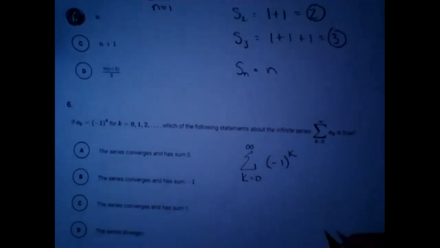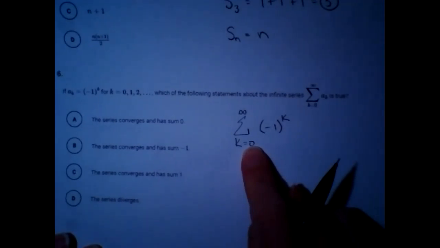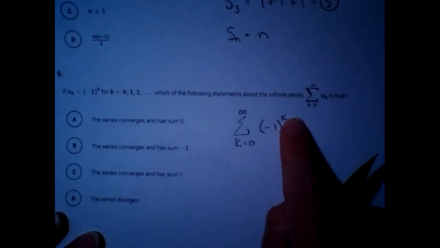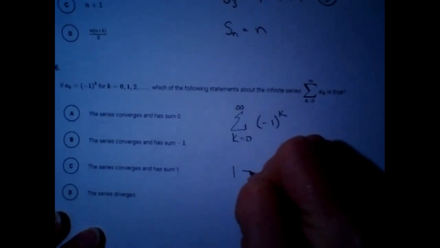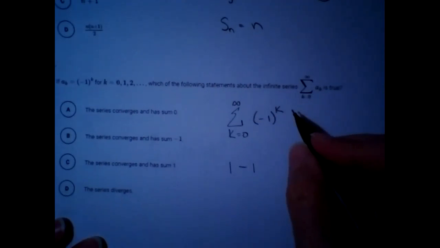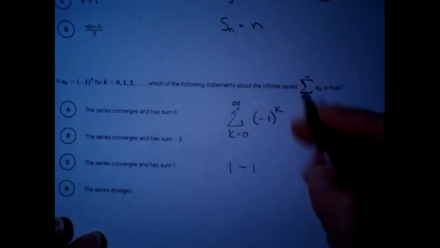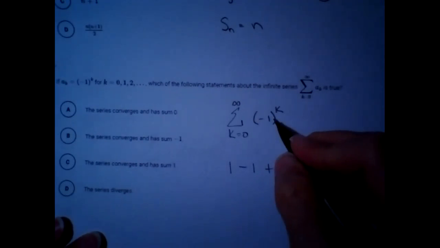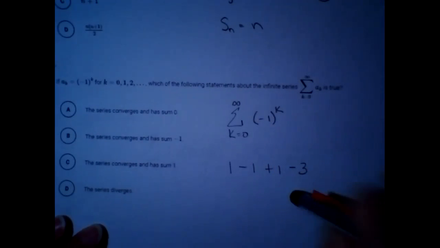So let's just list out the first few terms. So starting at 0, if we plug in 0, -1 to the 0 power, that's just going to be 1. If we plug in 1, we're going to get -1. And then if we plug in 2, we're going to get +1. And if we plug in 3, we're going to get -1. Oops, I said 3, so I can't write a 3 there. And it's just going to alternate back and forth, forever and ever.